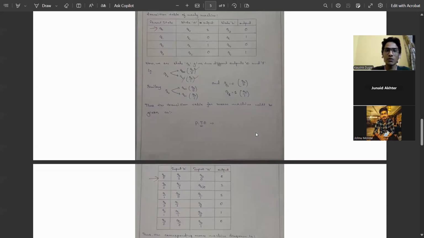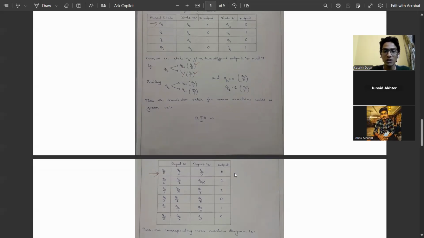Now we take the help of the transition table of the Mealy machine to prepare the transition table of the Moore machine. So firstly, we have Q0 by 0, which means that when Q0 has output 0 and input A is given, then a transition takes place to Q2 and we get an output of 0. Now, when Q0 has output 0 and input is B, then we get a transition to Q3 which gives us an output 0. So the output remains 0 here.